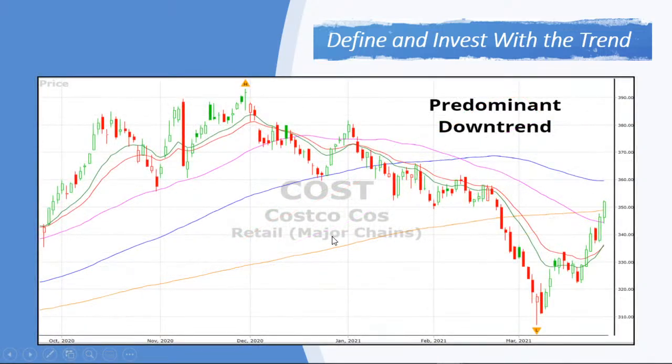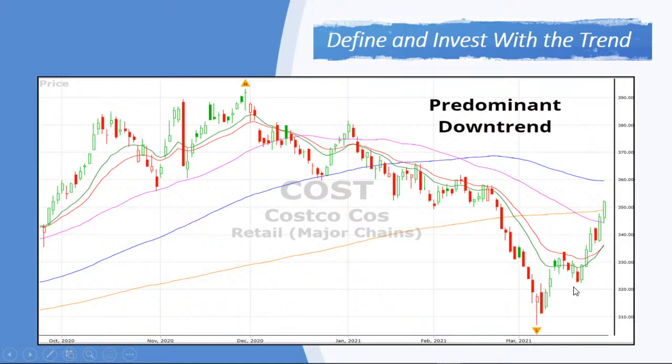So here's what a predominant downtrend looks like. Here's Costco, right? So we're looking at those same types of moving averages. Currently, let's look at the hard right edge. What are we looking at? Well, we'll call that orange, I guess. The orange line is the 200-day moving average. So price has just crossed above that 200-day moving average.